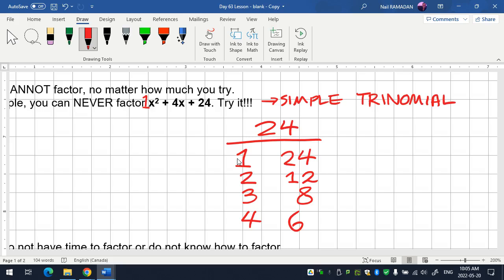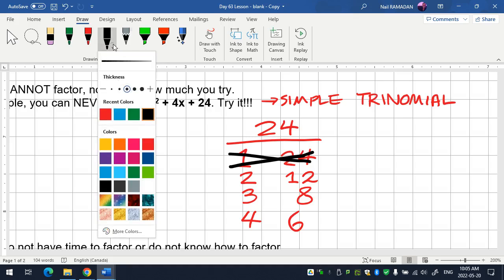Do you think 24 and 1 is going to work? No way, too big. 24 plus 1 is 25. 24 minus 1 is 23. Go ahead, cross this one out. No, it doesn't. 15. No, we want a 4. So this one is not going to work. Also too big.